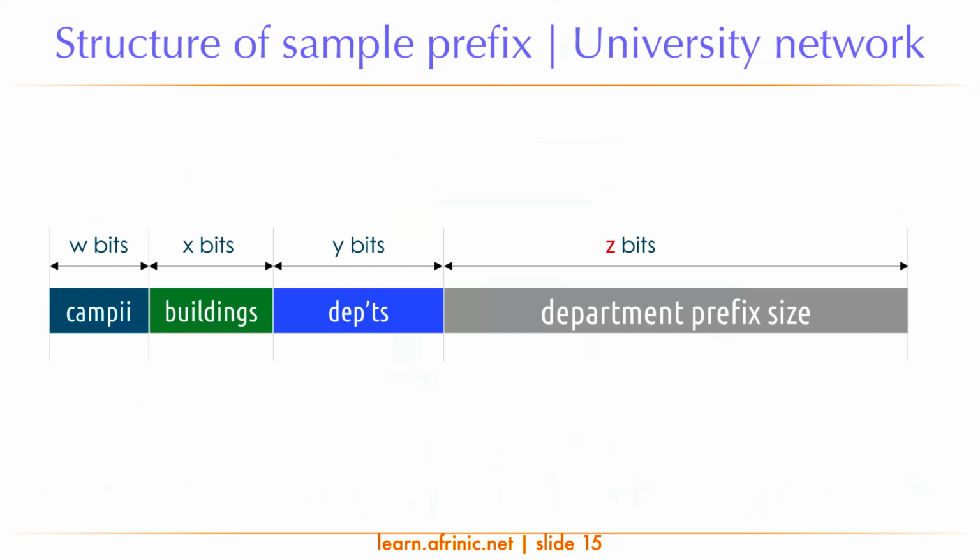So you have the campuses. Based on the number of campuses, you'll have a certain number of bits. Based on the number of buildings per the largest campus. So we'll always be looking at the largest and the rest will automatically fit in. So the number of buildings in the campus and the number of departments. The department prefix size will be predetermined.